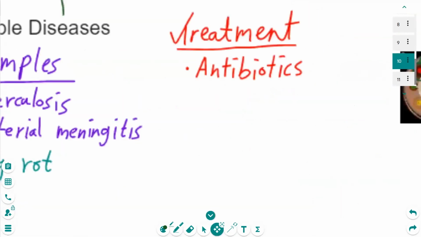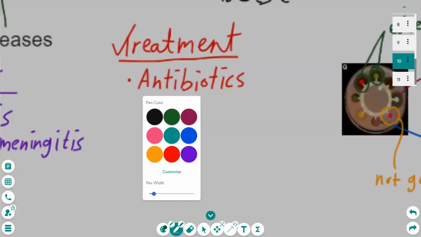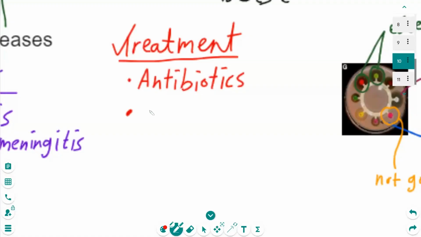Another way you can combat bacteria, or prevent bacterial infections in the first place, is through vaccines. There are different vaccines for different bacterial diseases.